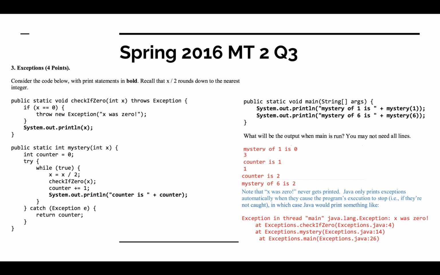If you had the words throws exception on the method mystery, would it still have this? So the execution would be exactly the same. Nothing would be different because you caught all exceptions. So yeah.